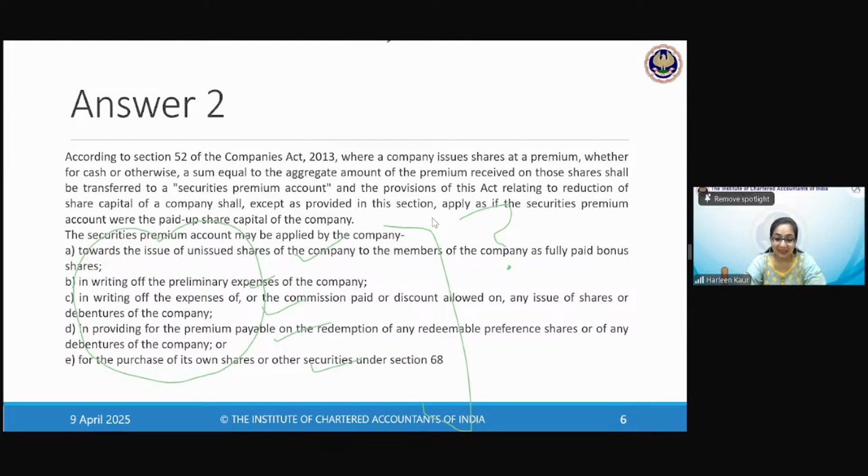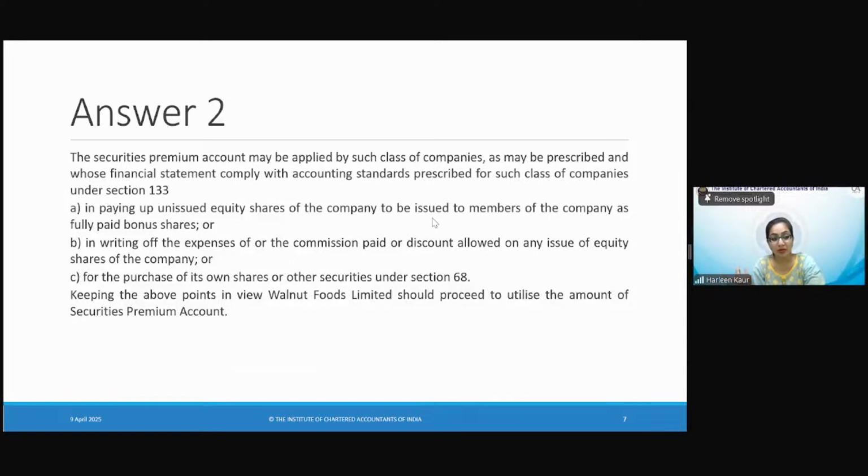Absolutely correct. Those companies which are following the accounting standards under Section 133 will not be required to follow provisions, that is, preliminary expenses and premium on redemption. So keeping in view the above points, Walnut Limited.